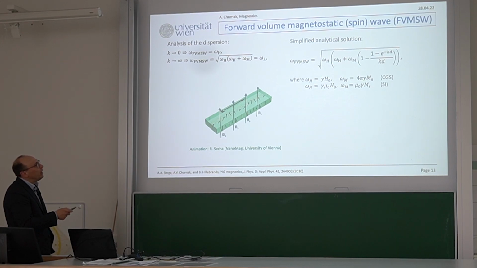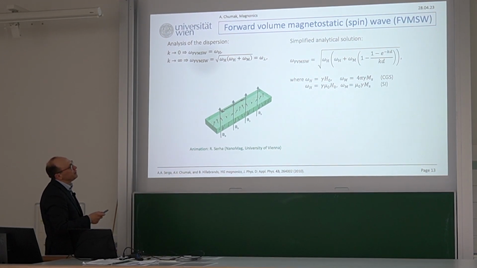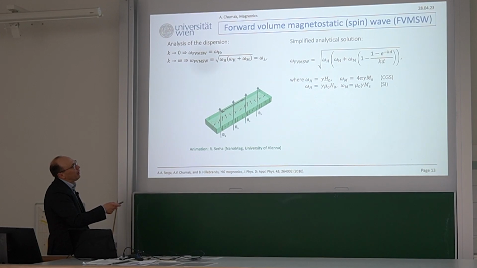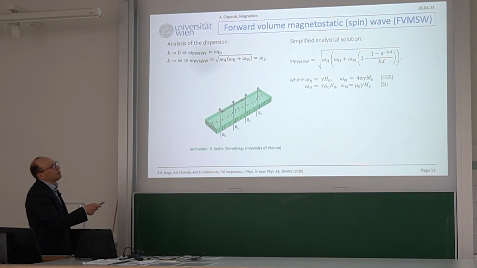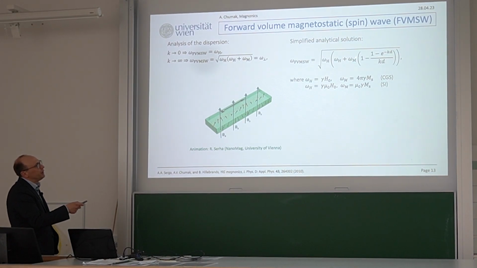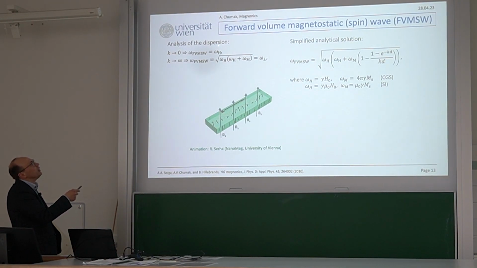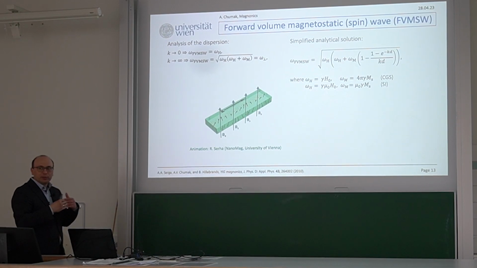So let's take this formula and just send our k to 0. Then this part, here you have 0, but here also will be 0. But this part, as you know from high mathematics, gives us 1. So it means that this part omega m disappears, and the frequency of the forward volume wave will be given by the square root of omega h squared, which means simply omega h. So we know where our dispersion starts.